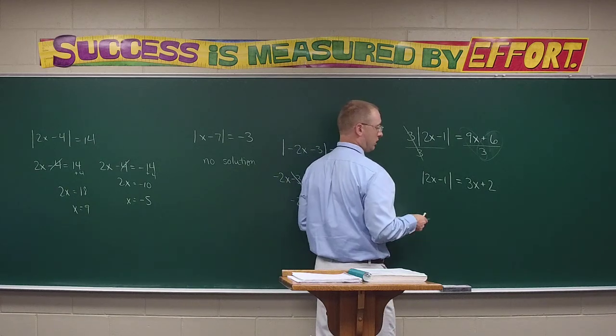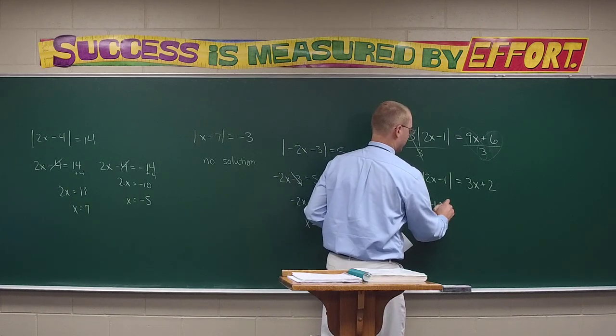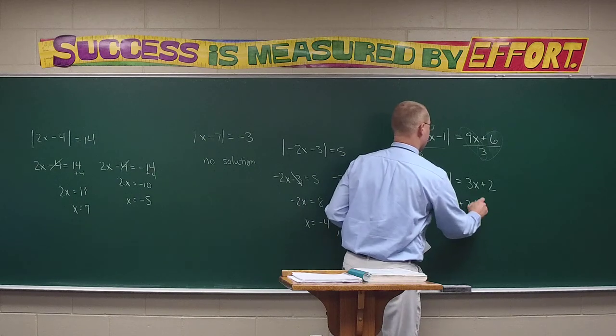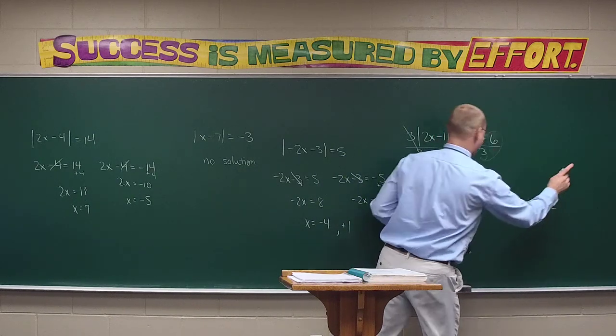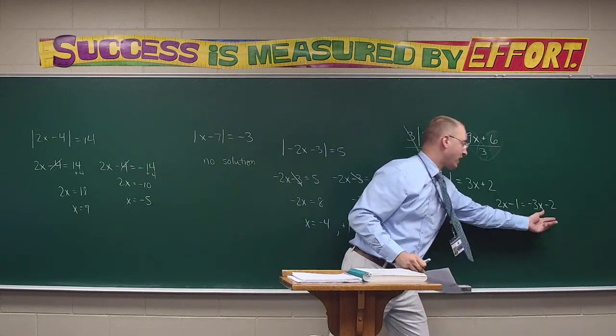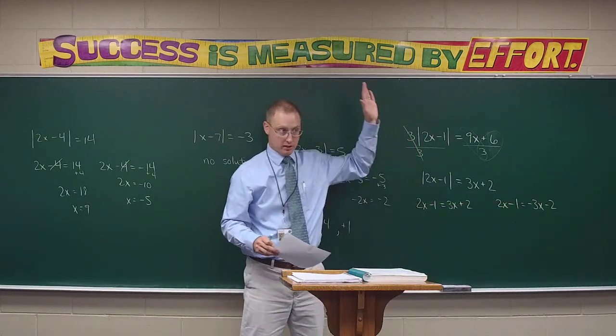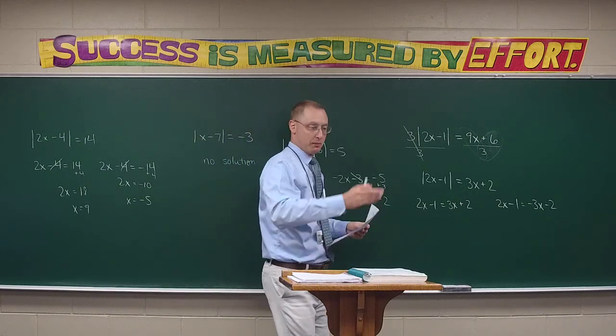What are my 2 equations going to look like? 2x minus 1 equals 3x plus 2. 2x minus 1 equals negative 3x minus 2. Excellent. Change both signs here. How many got to this point? Excellent. All right, take it from here, Michael.